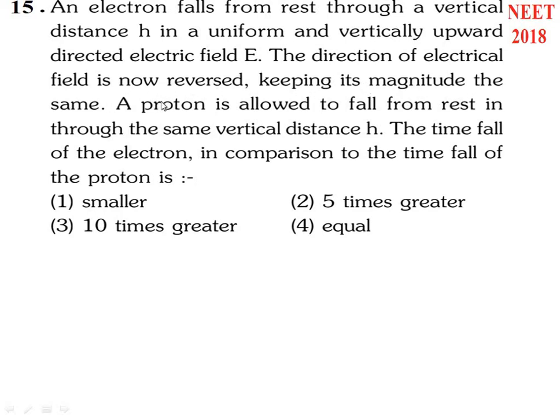Keeping its magnitude the same, a proton is allowed to fall from rest through the same vertical distance h. The time of fall of the electron in comparison to the time of fall of the proton is.